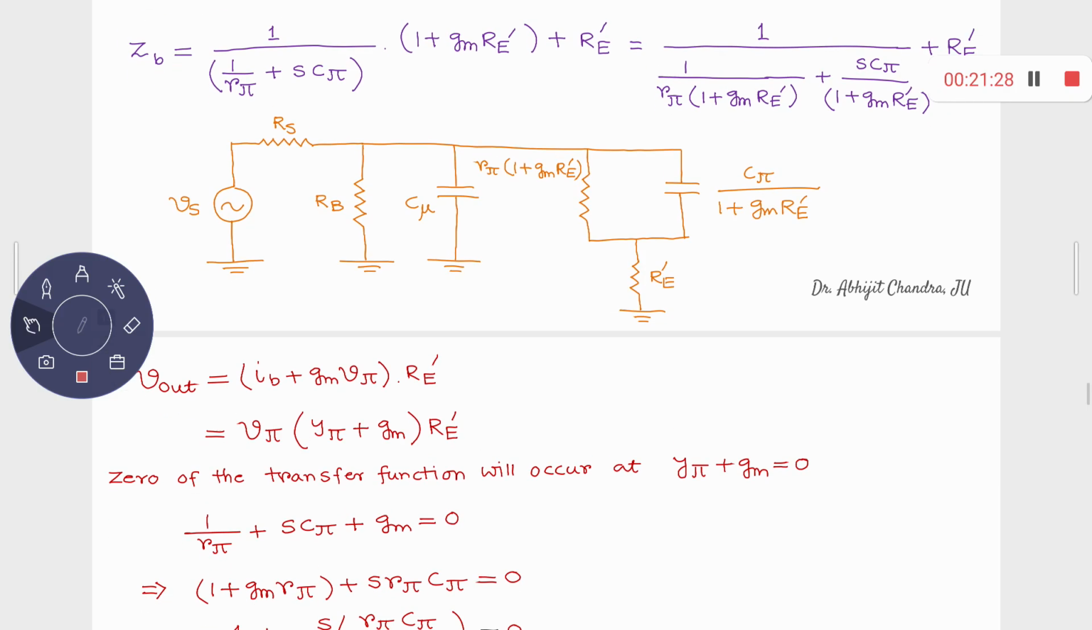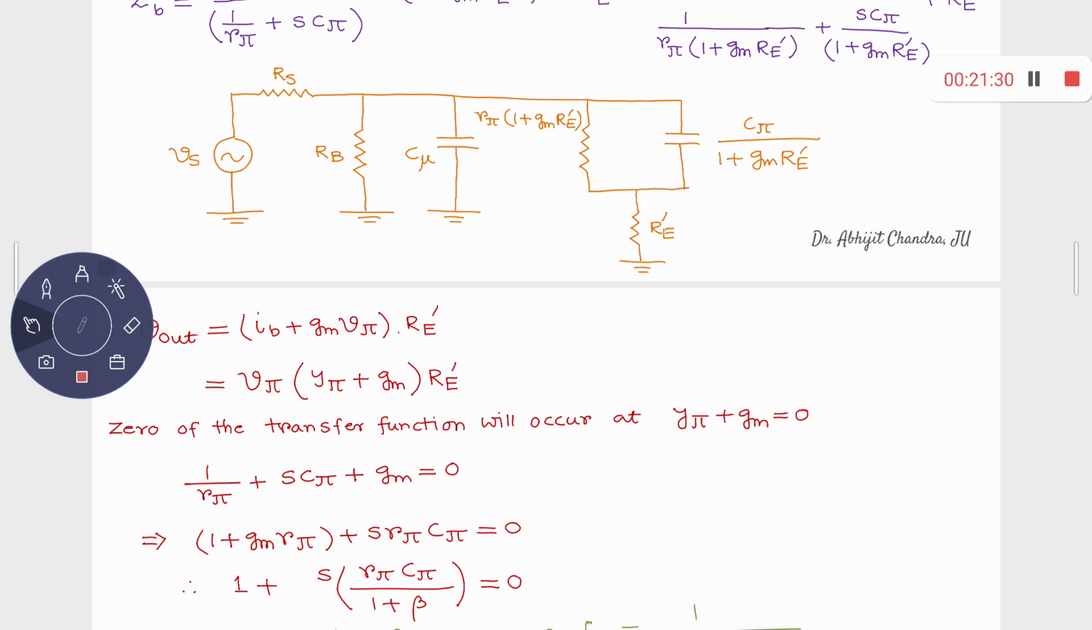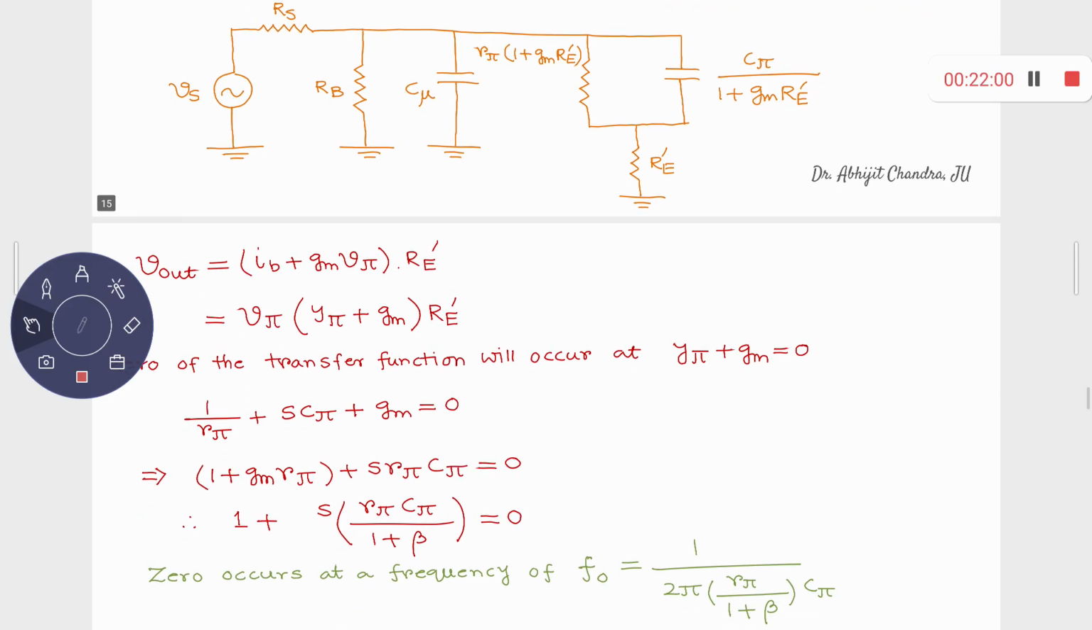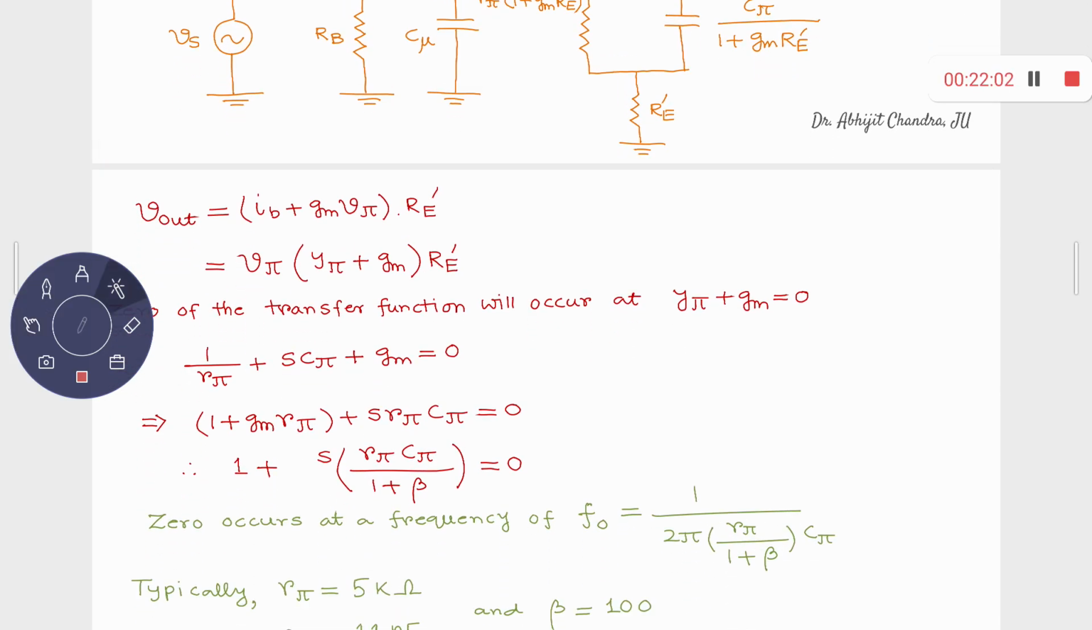I don't know whether you have got some idea about the zero and the pole in a transfer function. You have got this idea, that's great. So V out upon V pi, you have Y pi plus GM expression, and remember this Y pi plus GM expression involves some frequency dependent element, because Y pi involves S dependent elements. What is Y pi? You have already observed, this Y pi is given by 1 by R pi plus S C pi, and accordingly you have plus GM there. So 1 by R pi plus S C pi plus GM is equal to 0. If you simply substitute all those values, then ultimately I am getting 1 plus S into R pi C pi, divided by 1 plus beta, is equal to 0.